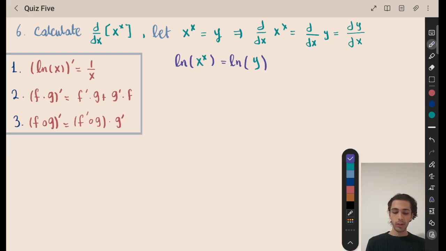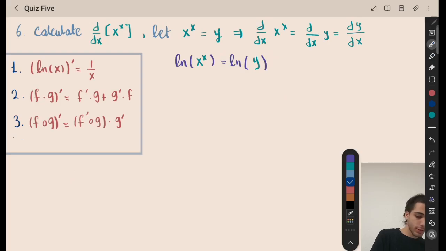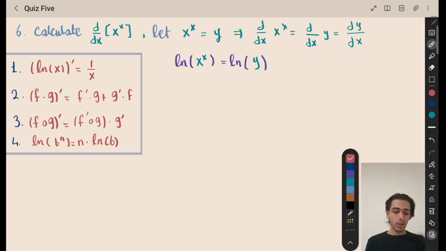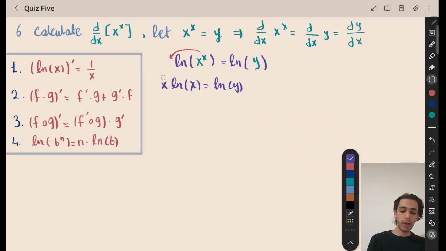So in this case, what we would do is use the property of the logarithm, which I forgot to write down. And that is, if you have ln of, let's say, some base b to some exponent n, then you can write it as n times ln of b. So in other words, the exponent can become a coefficient of the ln function. And precisely this is what we do in the next step. So we get x ln of x is equal to ln of y. And now this is a bit nicer. We can start working with that.